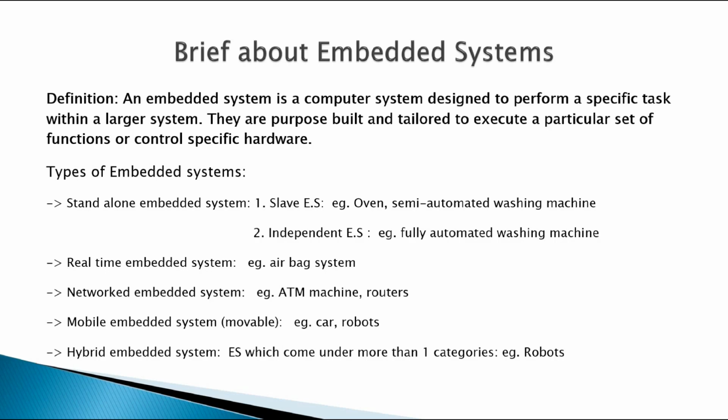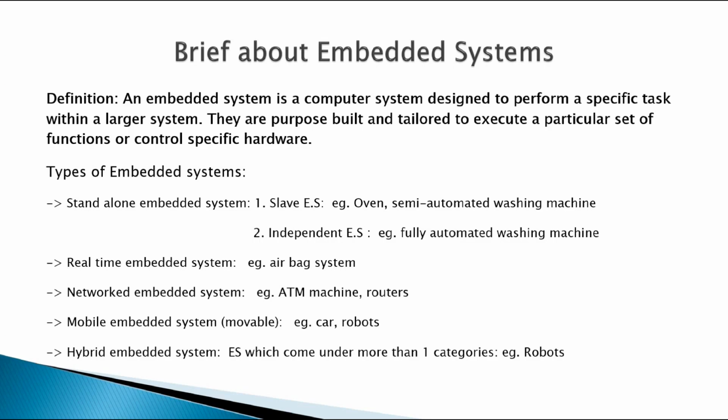Then there's an oven or a semi-automated washing machine. Next, independent embedded system. It functions as a standalone unit capable of performing its task without direct input or supervision from other devices. For example, a standalone sensor that collects data and stores it locally, a microwave oven with its own timer and cooking functions, and a fully automated washing machine.